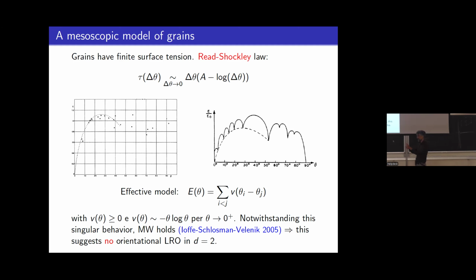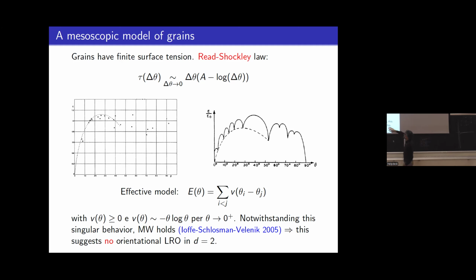In particular, they required that the interaction energy of neighboring spins or grains scaled like delta theta squared, for small delta theta. So one could say, okay, maybe then for such a singular interaction, you can have orientational order. But this is not the case. Relatively recently, in 2005, Jaffe, Schlossman, and Werenich showed the Mermin-Wagner theorem also for singular rotator-like models with interaction scaling like delta theta log delta theta.